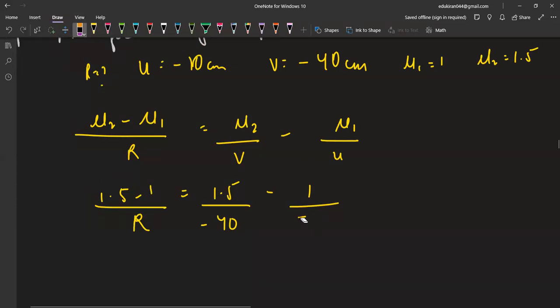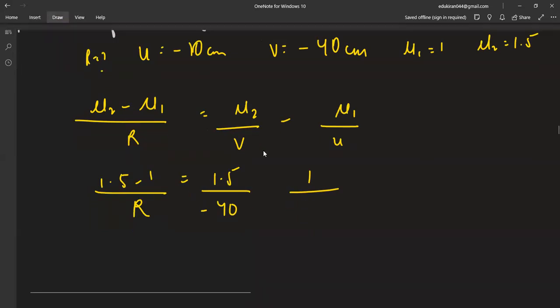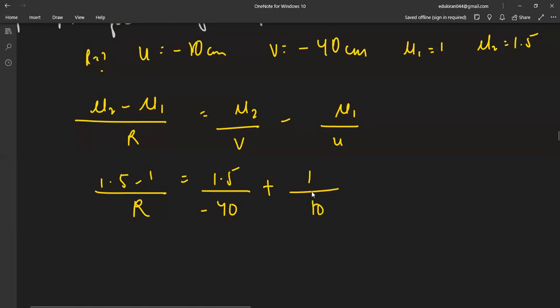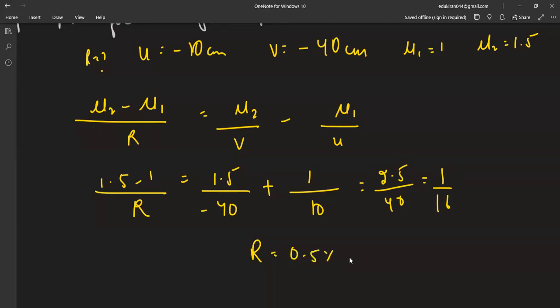So if it is -10, minus will become plus. This will become plus because of this -10. So what we'll have? This is 40. This will be 2.5, 0 will come here, 1 over 16. Here it will be 0.5, that is 1 by 2. So 2R is equal to 16, or you can say simply 0.5 into 16, that is 8 centimeter. This is the radius of curvature.